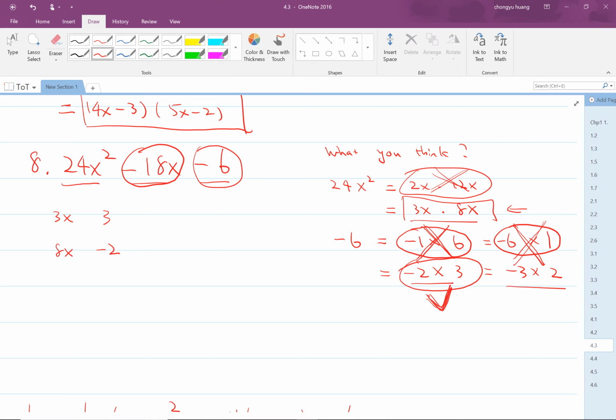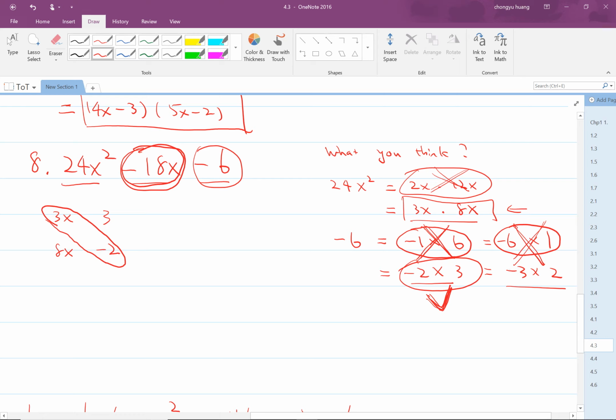But for most of the questions, as I said, you will get it on the first try. But you have to think about how to make things right, how you actually get negative 18x. So now let's do the cross operation.